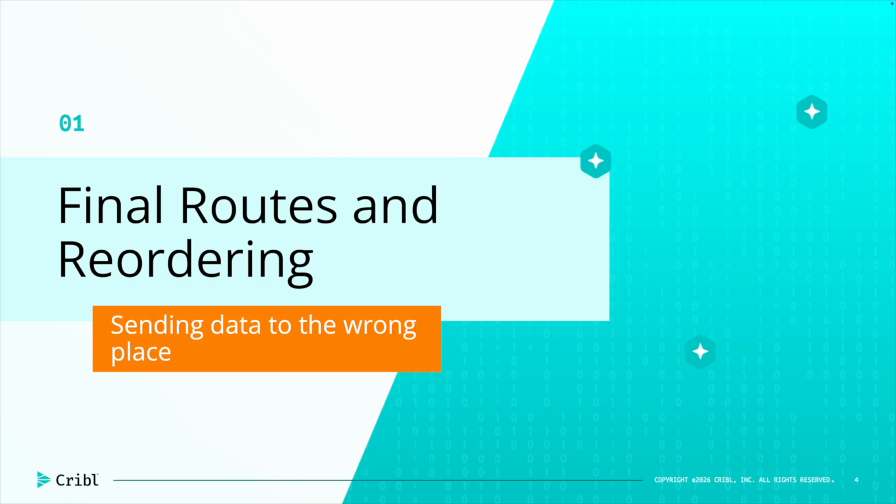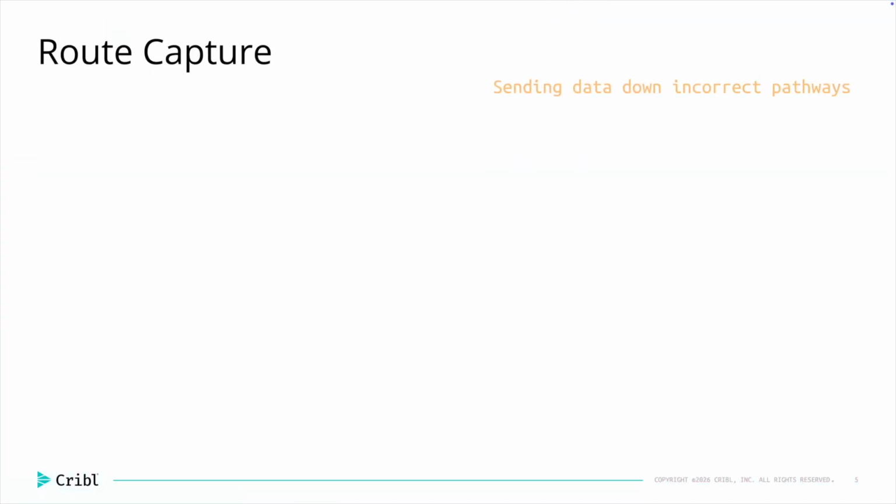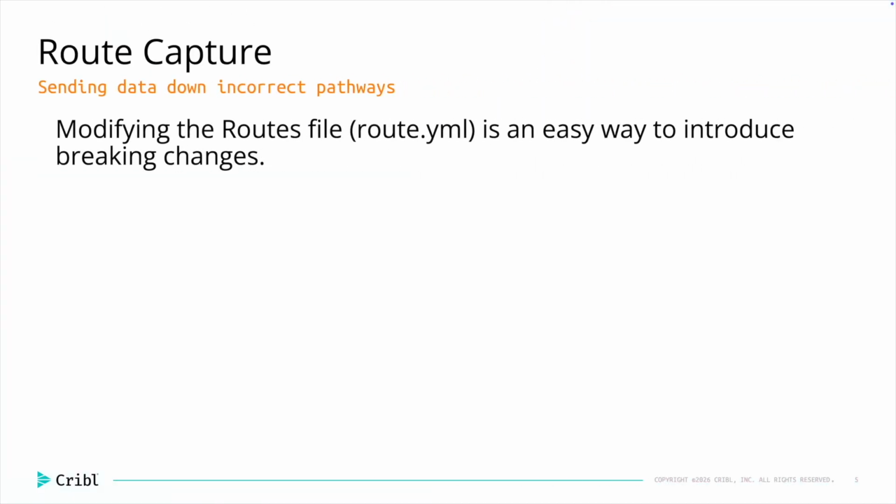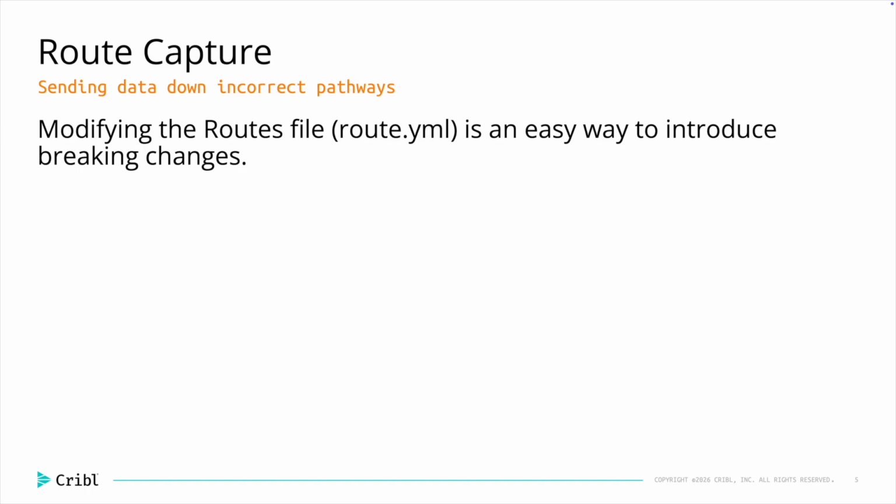First, let's talk about final routes and reordering. The first thing we're going to talk about is route ordering. In Cribl Stream, routes are the primary mechanism for filtering, directing, and transforming incoming data from sources to specific destinations. They evaluate incoming events against filter expressions, direct matching data to a specific processing pipeline before routing them to a designated output destination. That being said, it is important the order of your routes and the settings for each route are correct and what you expect them to be.